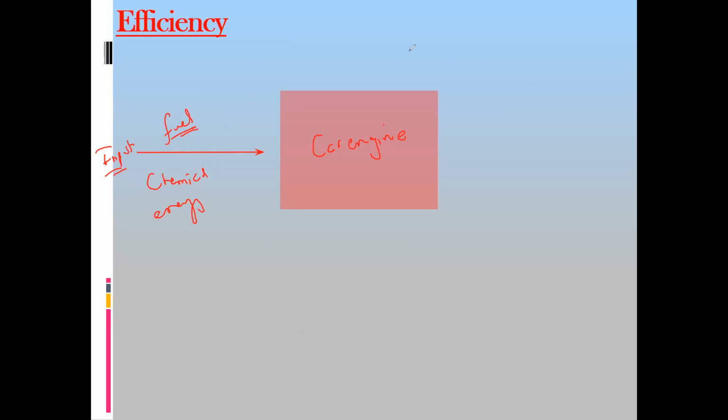Then what is the purpose of the car engine? We use the engine to drive the car, to move the car. We want the car to move. So which form of energy? The useful one, which we want. That's good, kinetic. So basically kinetic energy is a useful output.